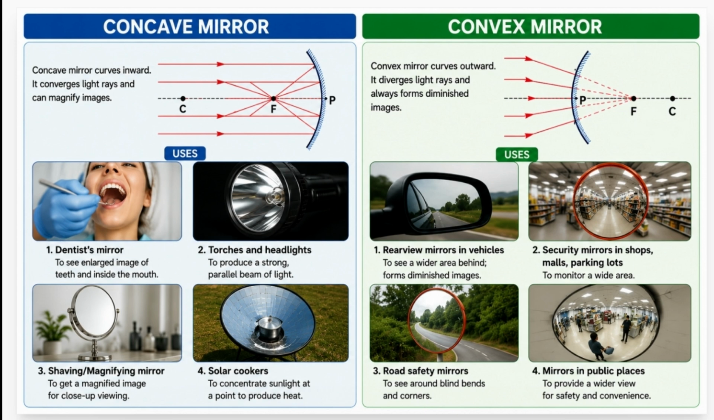Again, in torches and headlights, the light is at the focus, so you will have a huge number of parallel beams coming out. So they produce strong light.